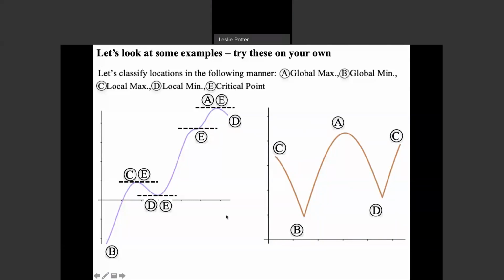Okay, now let's talk about critical points. So critical points, again, are going to be anywhere where we can draw a horizontal tangent. And we can only draw a horizontal tangent right here at the top of this hill. We only have a hill. We don't have any valleys, and we don't have any plateaus.